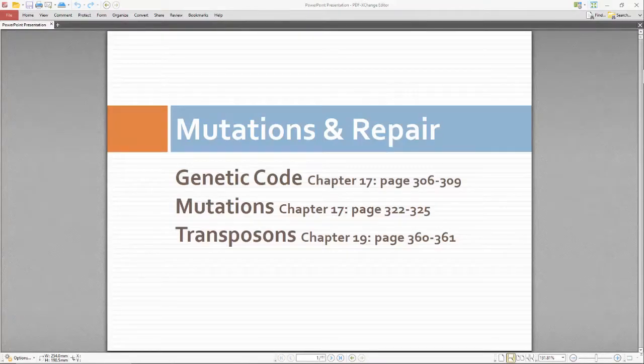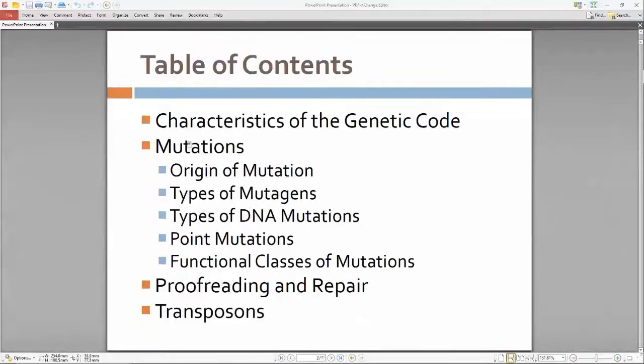Right, today we're going to be learning about mutations and repair. So here's a table of contents. We're going to go through characteristics of the genetic code, so DNA and RNA. We're going to go through all these different aspects of mutations, and then we'll get to proofreading and repair, and we won't do transposons.